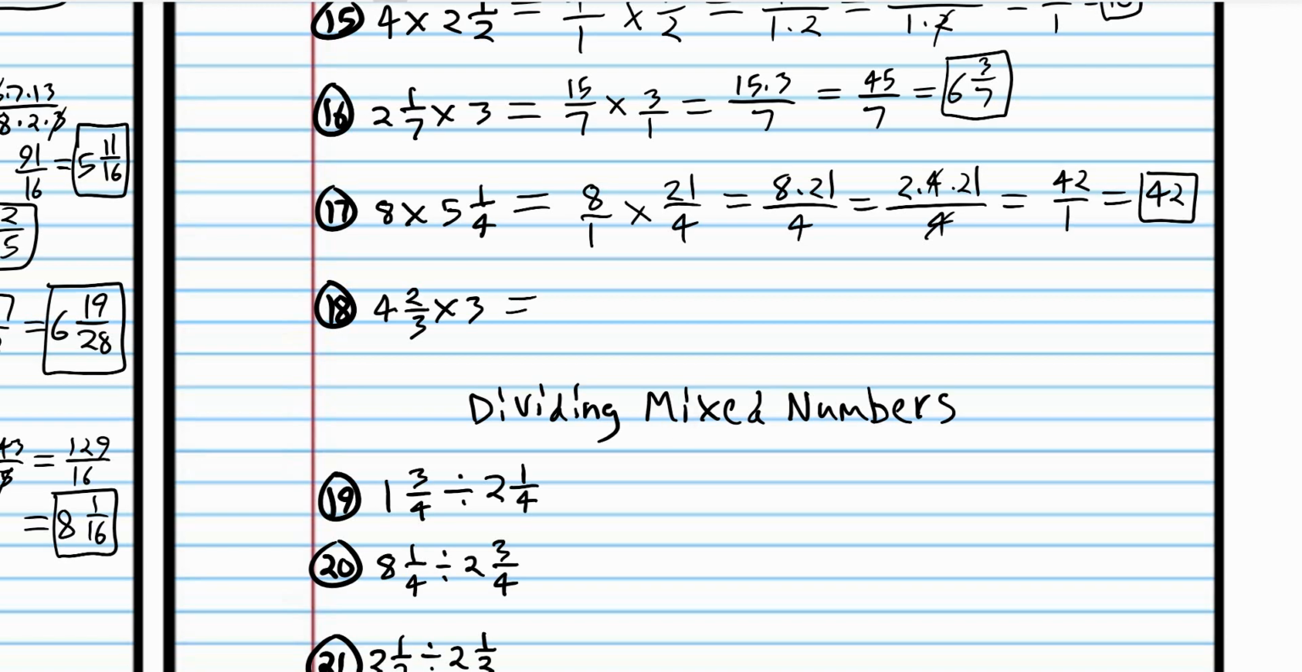All right, we're back. 4 2/3 becomes 14 thirds. 3 becomes 3 over 1. And we're going to keep it in factored form, multiply straight across.